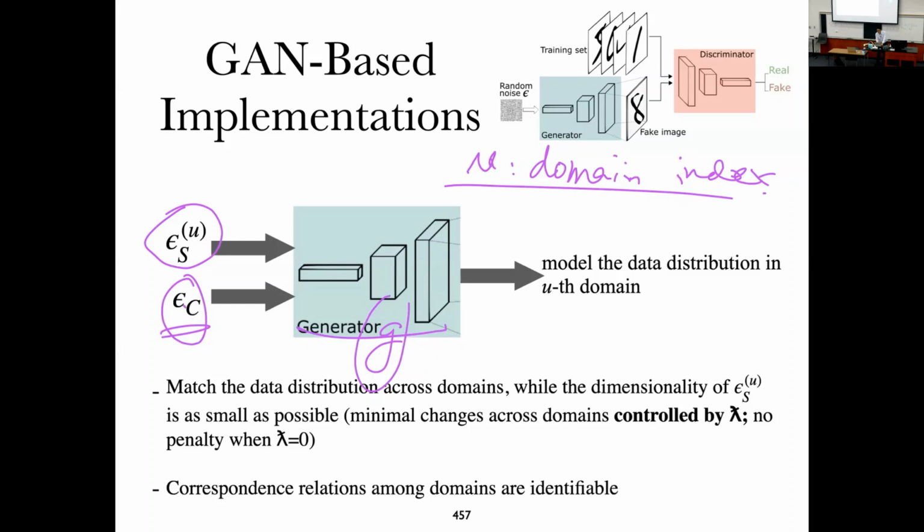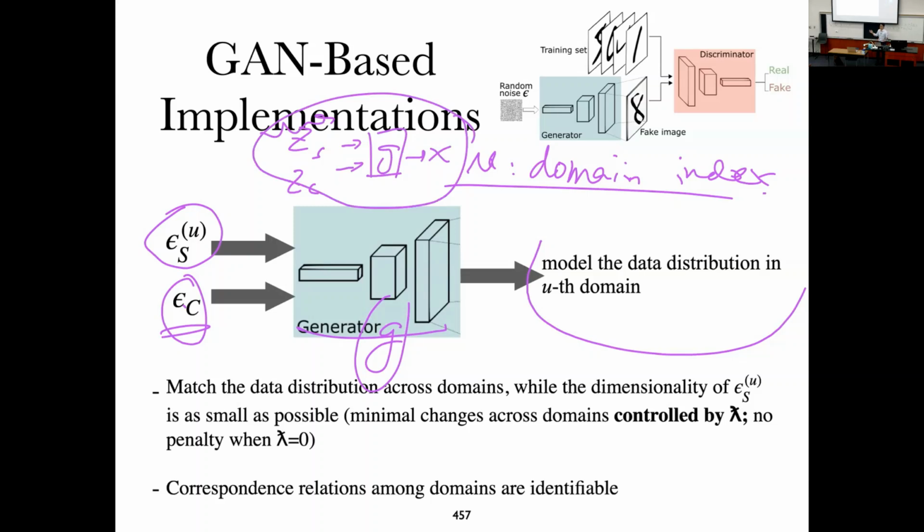With this, you want to model the distribution for each domain. If U is 1, you can produce a distribution in the first domain. If U is 2, you can produce a distribution in the second domain. Essentially, this is the same as the previous picture where you have Z, S, C. This part can change across domains. And then with the fixed function G, you produce X, the distribution of X in each domain.